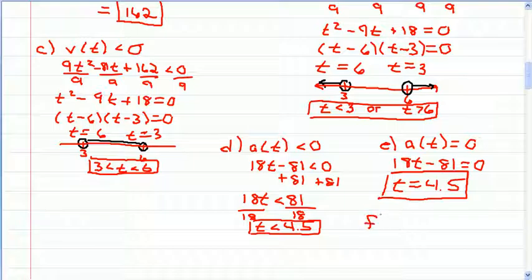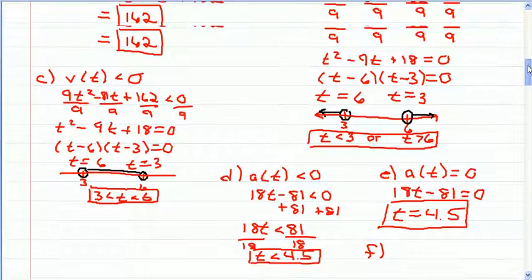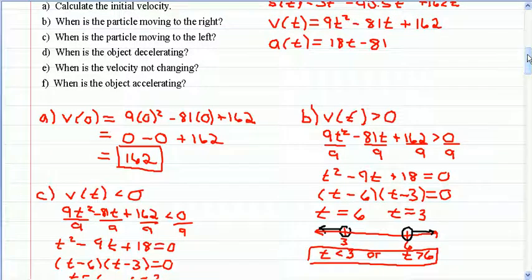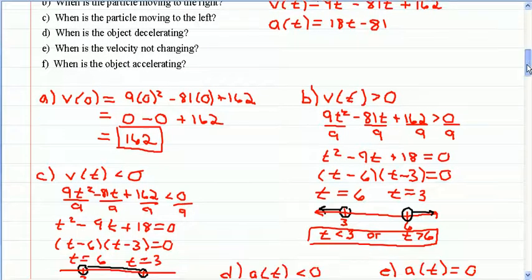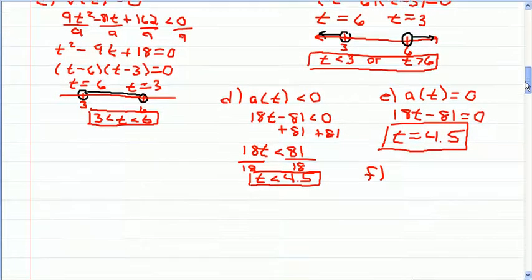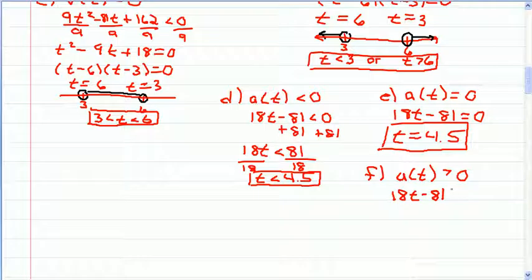And then the last part, part F, if we move up above, asks for when the object is accelerating. That means the acceleration will be greater than 0. So I take the acceleration function and set it greater than 0. And when I take 18t minus 81 is greater than 0, the answer is t is greater than 4.5.